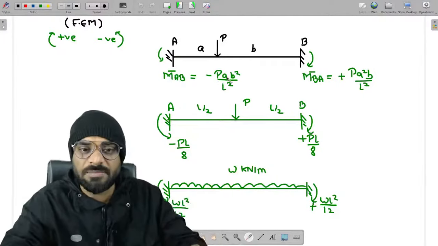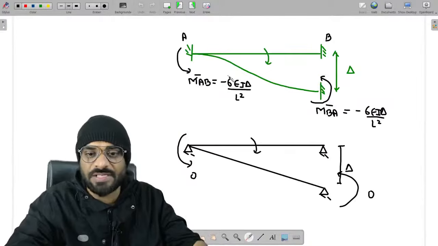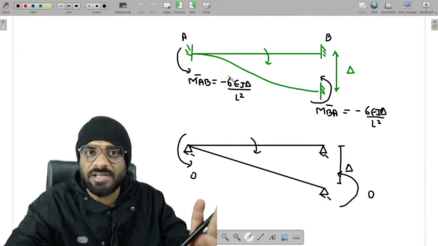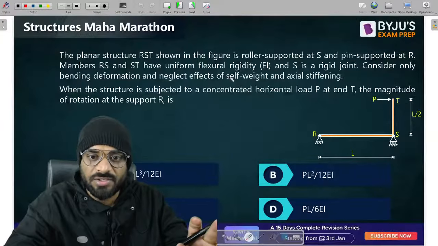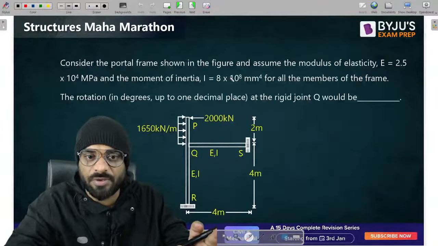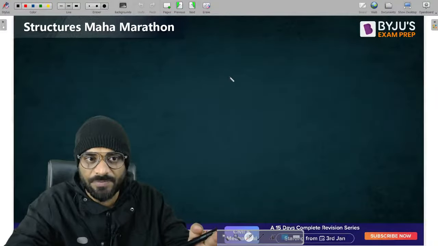Super. So please remember these values at least for your examination purpose, right? So that you can solve the problem. Okay. So let's solve some of the questions, guys, which are based upon this, and then we'll move to the next part.